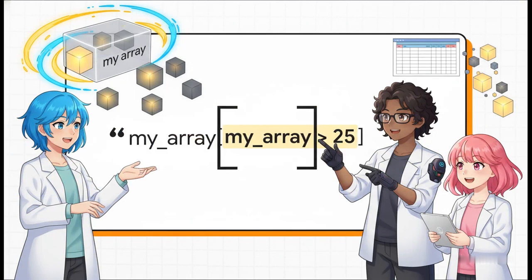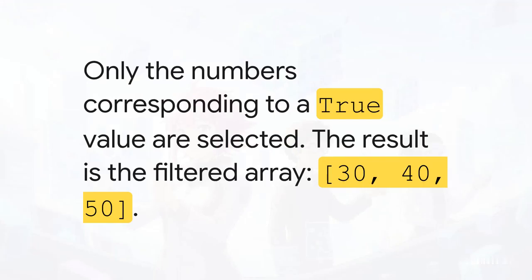And now for the magic trick. You take that list of trues and falses, and you put it inside the square brackets of your original array. I know, it looks a little weird the first time you see it, but what you're really telling NumPy is, okay, show me only the values from my original array that lined up with a true in my filter. And boom, just like that, NumPy uses that mask and only the numbers that got a true pass through. In our case, 30, 40, and 50 were the only ones on the VIP list, so they're the only ones that make it into our final array.